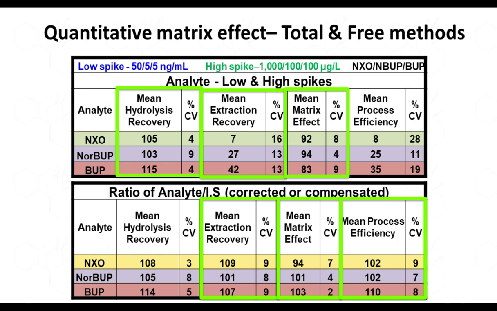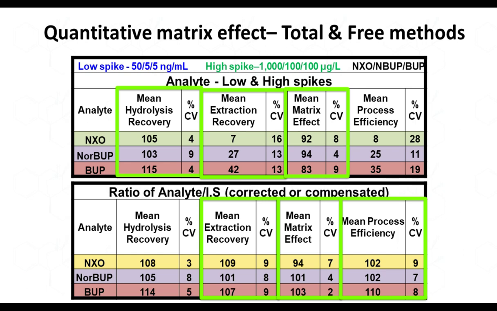If we look at the extraction recovery, as I mentioned, very low indeed for naloxone, and particularly only 7%, and the highest was for buprenorphine at 42%. However, we have good precision, slightly higher than the threshold that's published by the College of American Pathologists, where they say they should be 15% or less variance between samples. But you'll see in the next table that that is corrected with the internal standard.